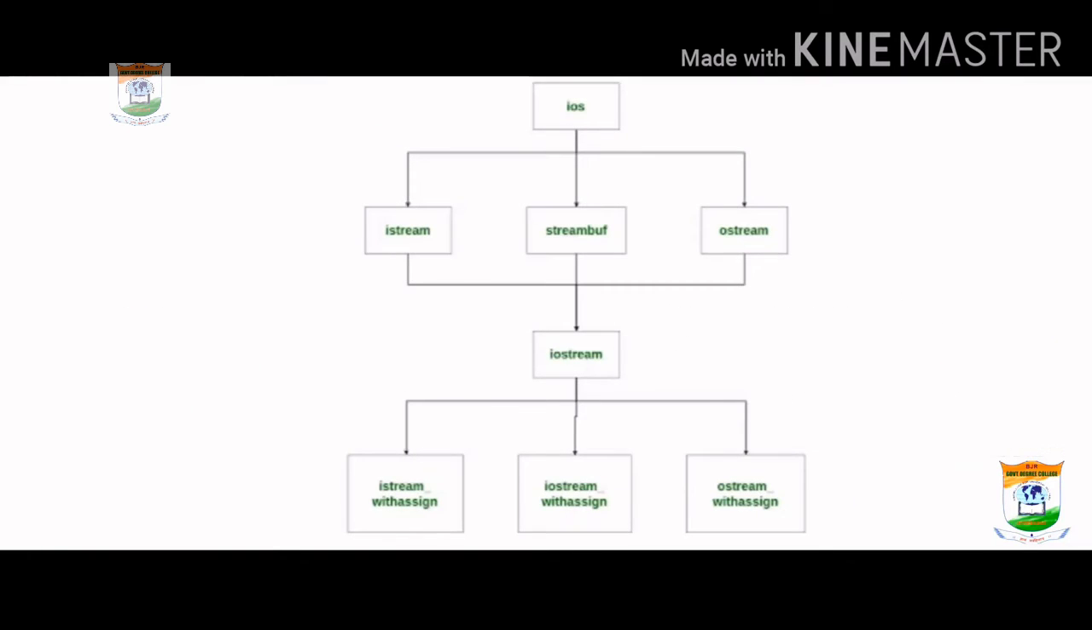Let us see this picture. Here ios is a grandparent class. It is derived into istream and ostream. iostream is a parent class which is a child class of ios. iostream is derived into istream_withassign and ostream_withassign.